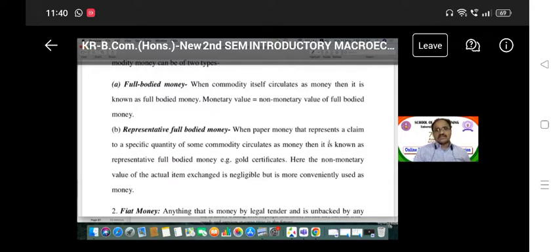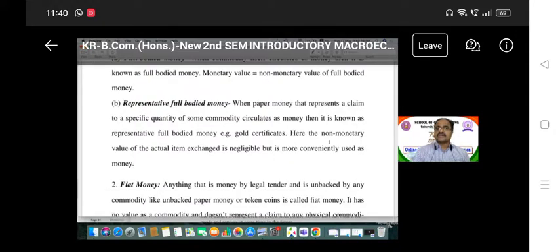And representative full bodied money means paper money that represents a claim to a specific quantity of some commodity that circulates. So that non-monetary value is actual; some non-monetary money means checks and bonds, securities, some other forms of paper.